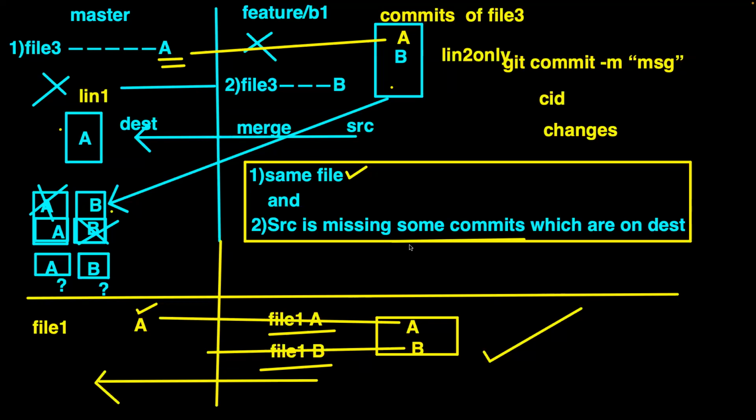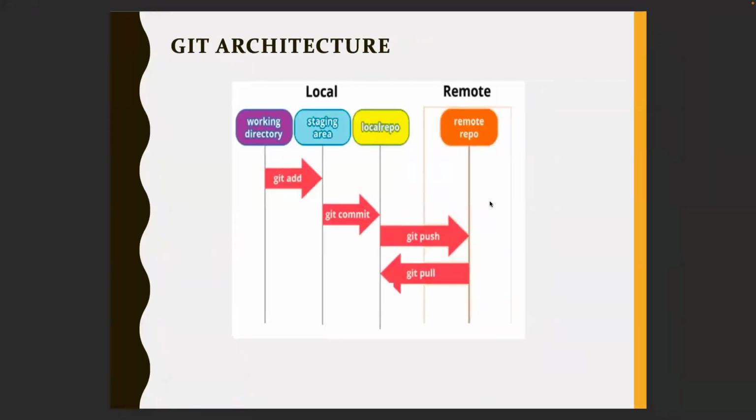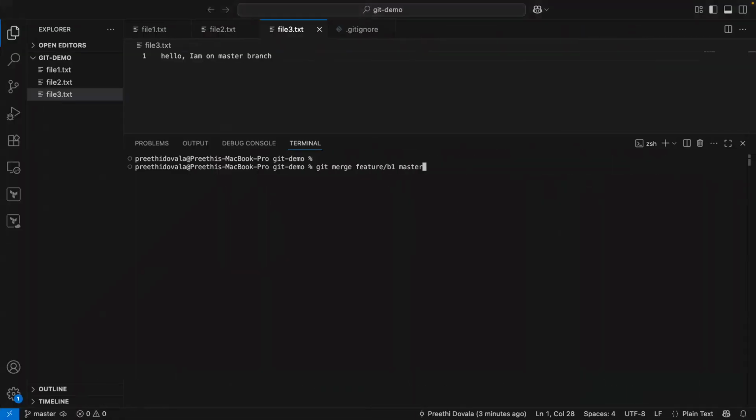If it is the same file and if source is missing some commits, you will get a conflict, because, as I explained, Git has a confusion whether to keep only commit B and ignore commit A, or ignore B and keep just commit A, or which one to keep. This should not happen. Source should have all the commits for the same file. So now that is the same scenario in our case.